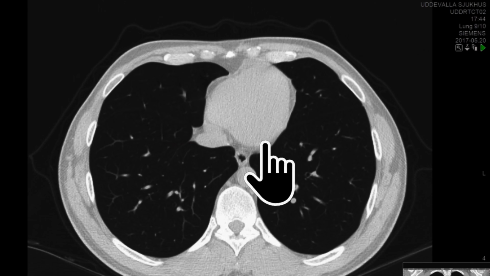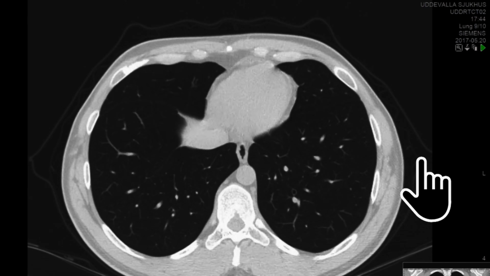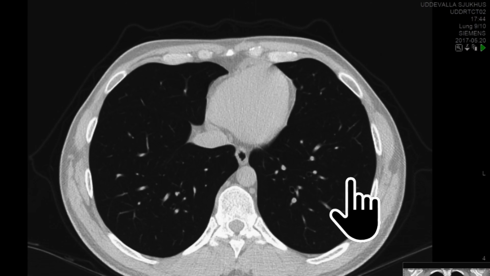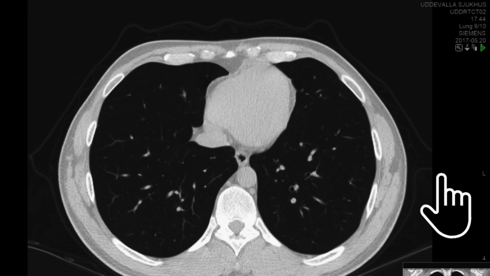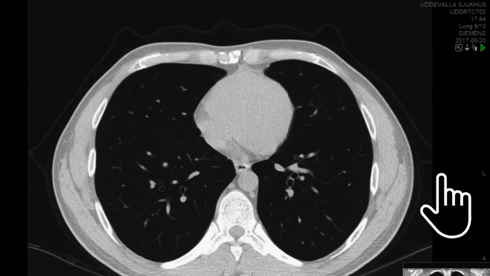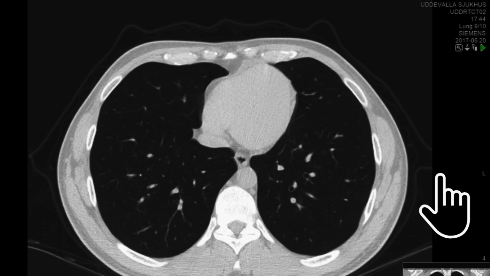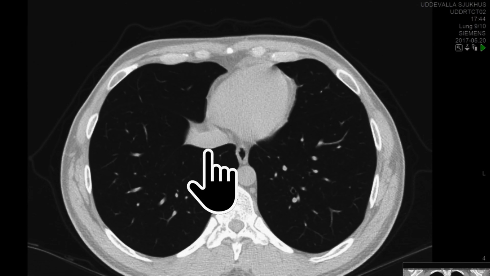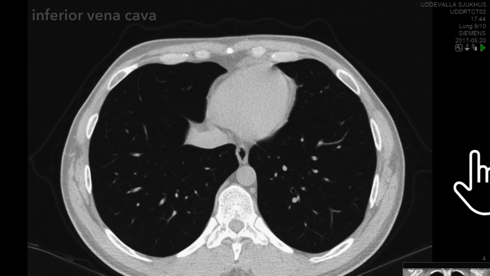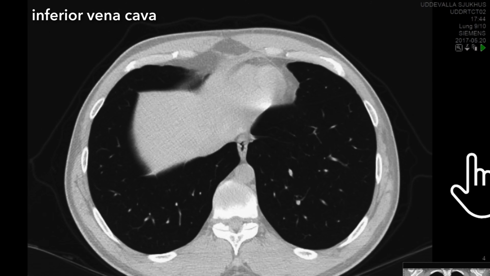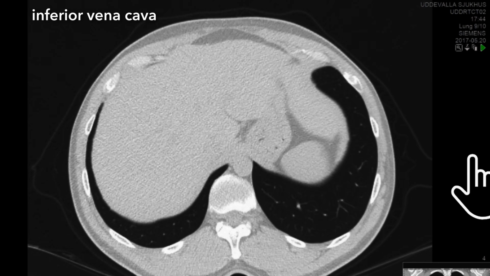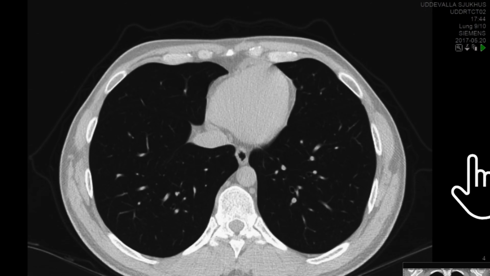We've got something here. We've got a distinct structure, a little bit squished, that then goes into the right side of the heart. So at this level here, we're looking at the inferior vena cava. Down, there's the diaphragm, up, and into the heart.